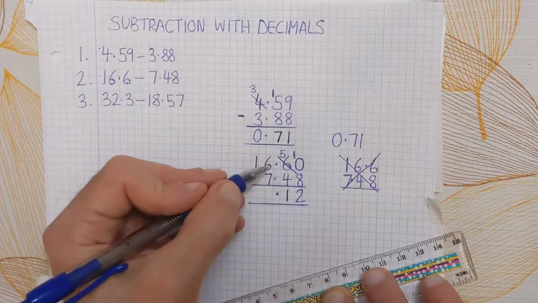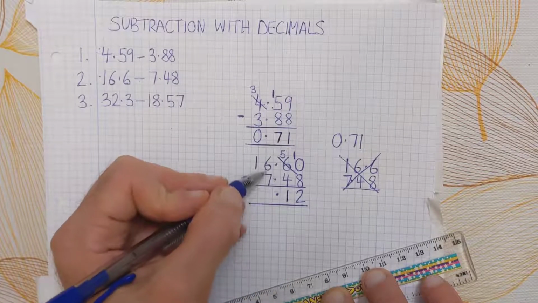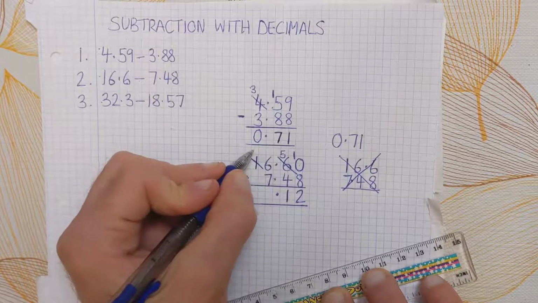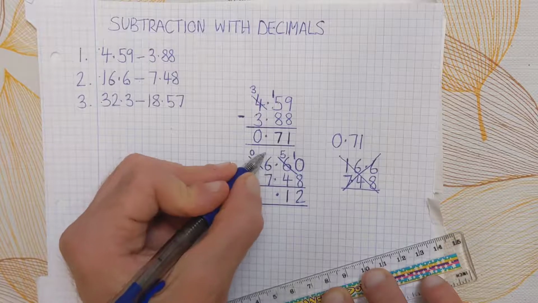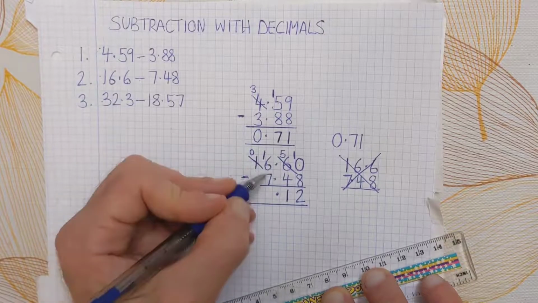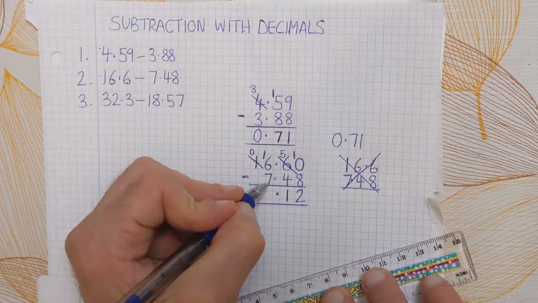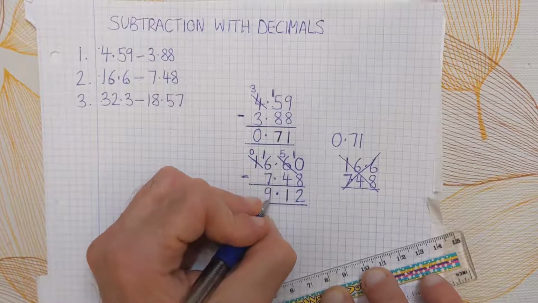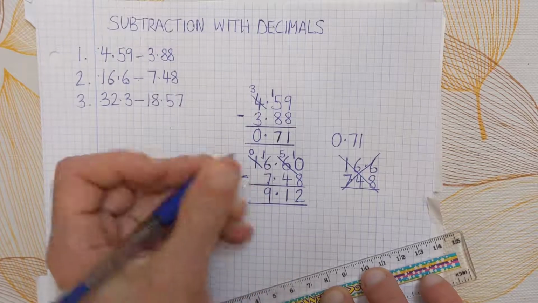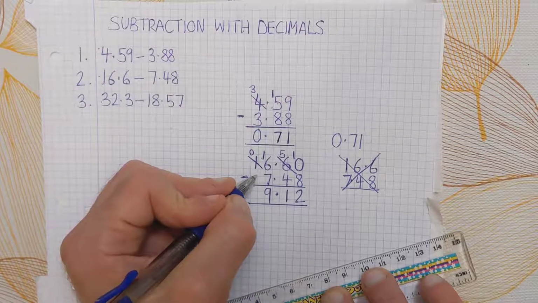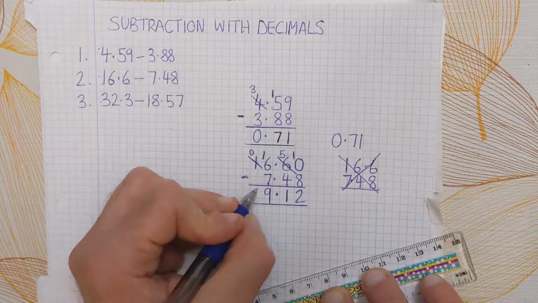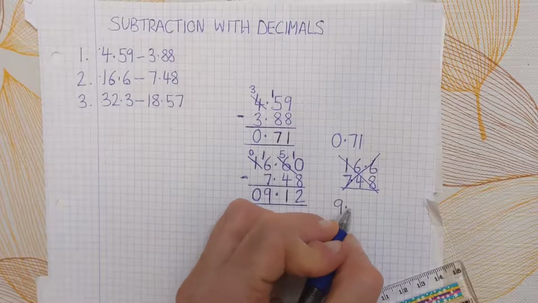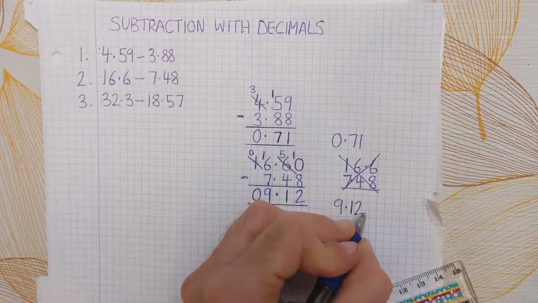Put the decimal point. 6 take away 7. We can't do it. So we borrow from the 1. The 1 becomes a 0. And the 1 goes there. 16 take away 7 is 9. And here we're left with 0, take away 0, which is just 0 anyway. And so the answer is 9.12.